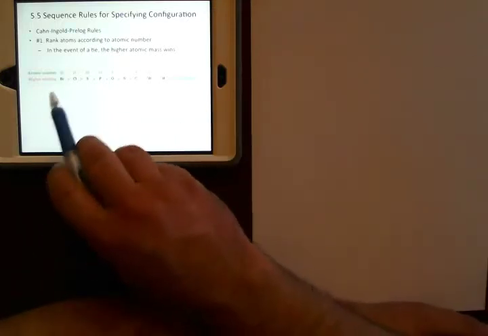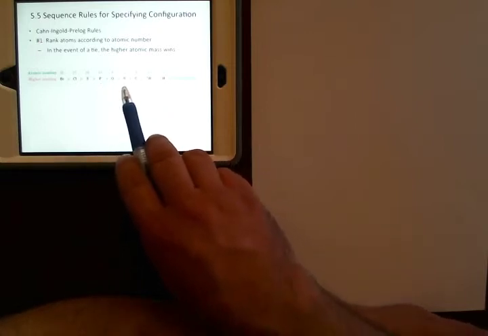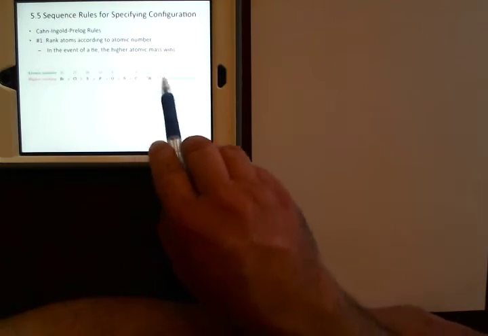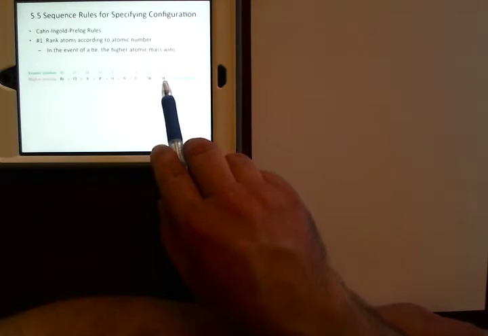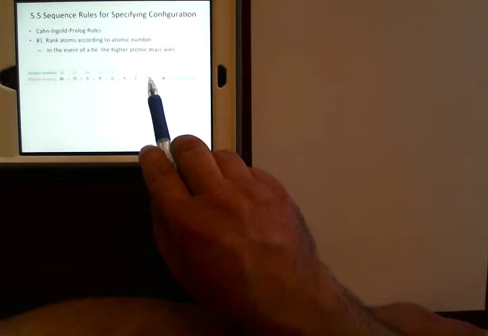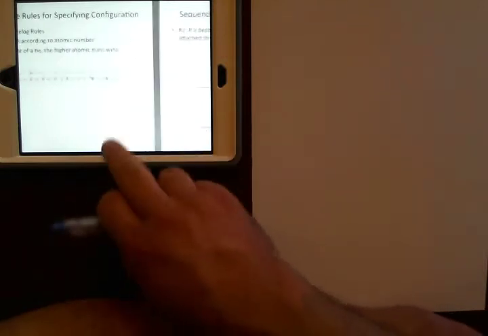So bromine is going to have a higher priority than phosphorus because bromine is heavier. Nitrogen is going to have a higher priority than carbon, because nitrogen is heavier. And when you get to isotopes, you have 2 different hydrogens. You have regular hydrogen, which has no neutrons, and then its heavy isotope deuterium, which has a neutron, so it has a molecular mass of 2. Even though they're both hydrogens, the deuterium, the heavy hydrogen, is going to win.